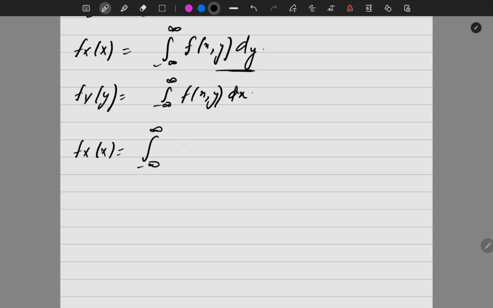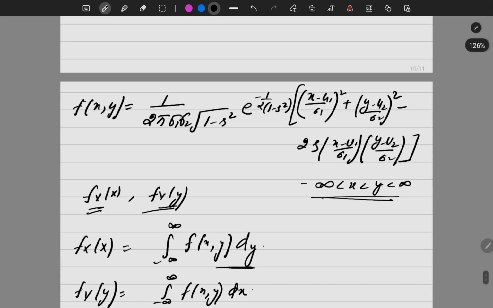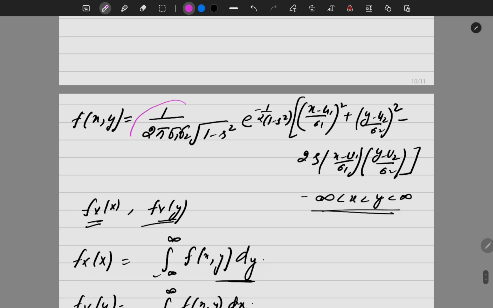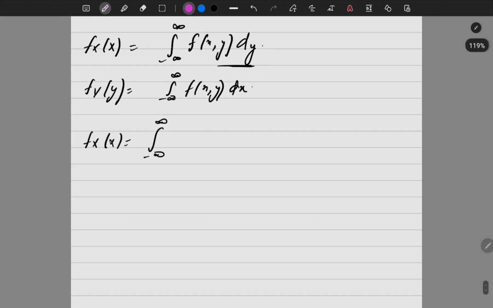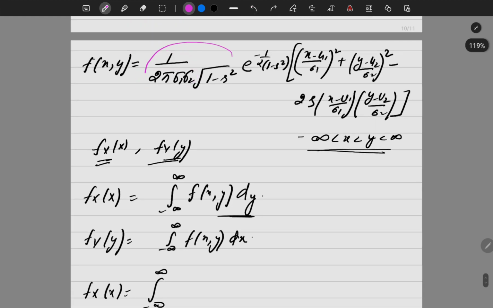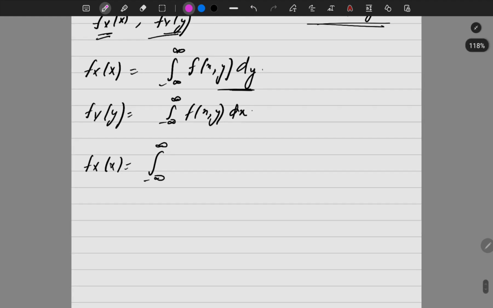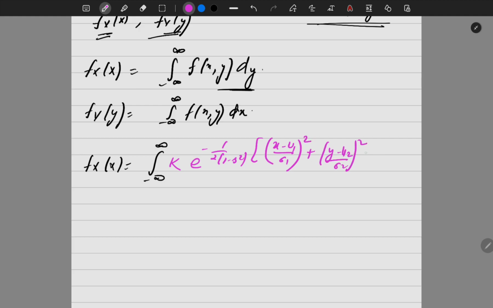What's f of x? Let's suppose this whole quantity is k. So this is k, e to the power minus 1 by 2 into 1 minus rho square, x minus mu 1 upon sigma 1 square plus y minus mu 2 upon sigma 2 square minus 2 rho x minus mu 1 upon sigma 1 into y minus mu 2 upon sigma 2.